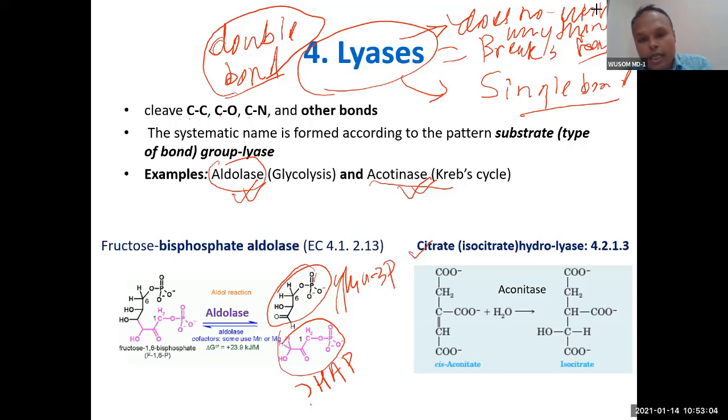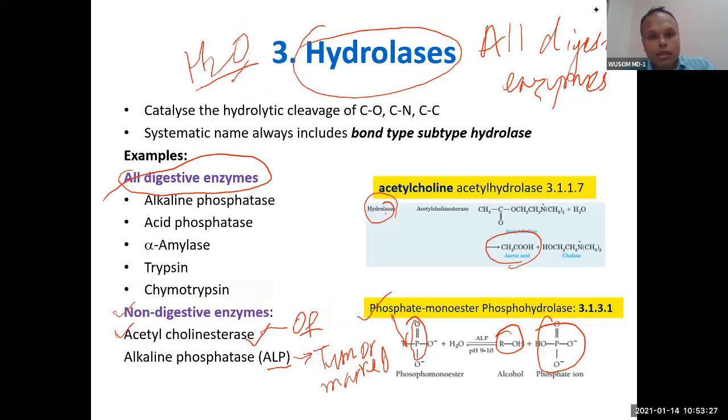Now here you can see citrate in the Krebs cycle. You can see this aconitase enzyme is utilizing water here. So you might be confused that this is a hydrolase, but this is not a hydrolase. When water is utilized to break the double bond, it is lyase. This is the confusion. Here I will have to tell you that hydrolase always breaks a single bond, a sigma bond.